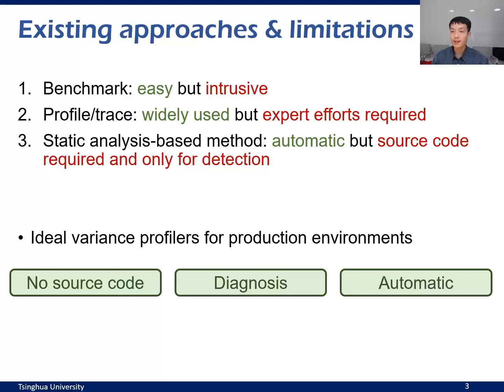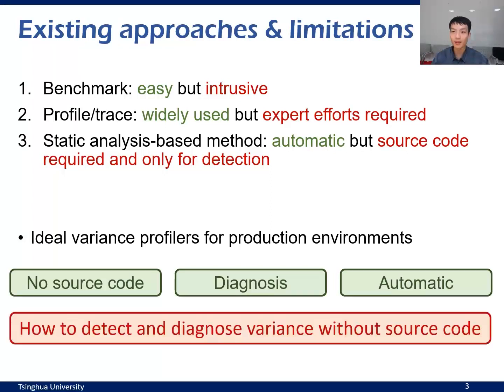Now, we can say that an ideal variance profiler should satisfy the following conditions. It should work without source code, it can diagnose variance, and be automatic. Our work is focusing on how to detect and diagnose variance without source code.